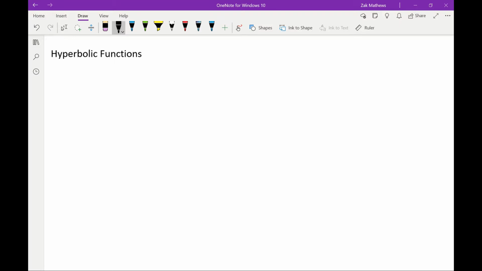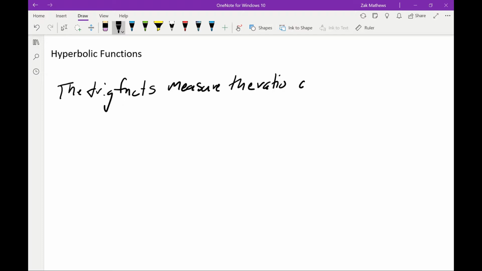So the trig functions that we have studied always measure sides along the unit circle, the ratio of sides along the unit circle. The trig functions measure the ratio of sides of the unit circle given angle theta.